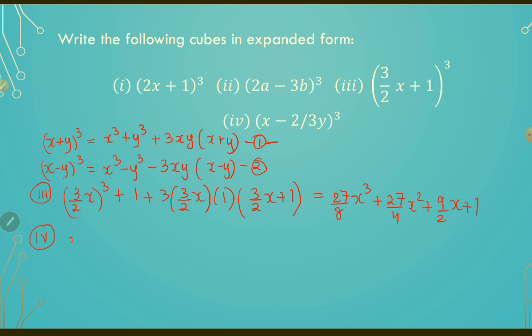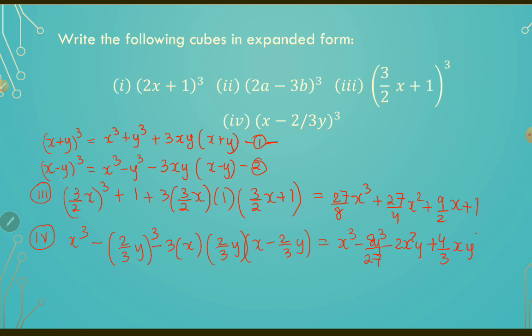The fourth question belongs to the second equation or second identity. So we need to use it as x cube minus 2 by 3y the whole cube minus 3 into x into 2 by 3y into x minus 2 by 3y, which is nothing but x cube minus 8 by 27y cube minus 2x square y plus 4 by 3xy square.